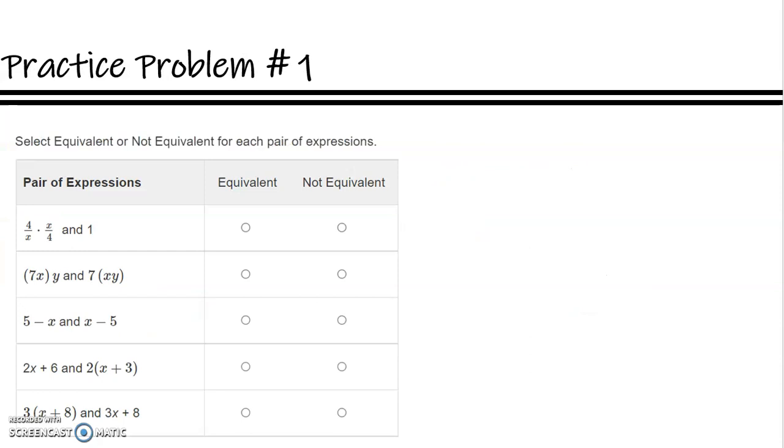So let's talk about practice problem 1. We have to decide, are our expressions equivalent or not equivalent? Okay. One thing that may help you figure this out is to give a value for your variable. So for this first one, 4 over x times x over 4. Is that equivalent to 1?